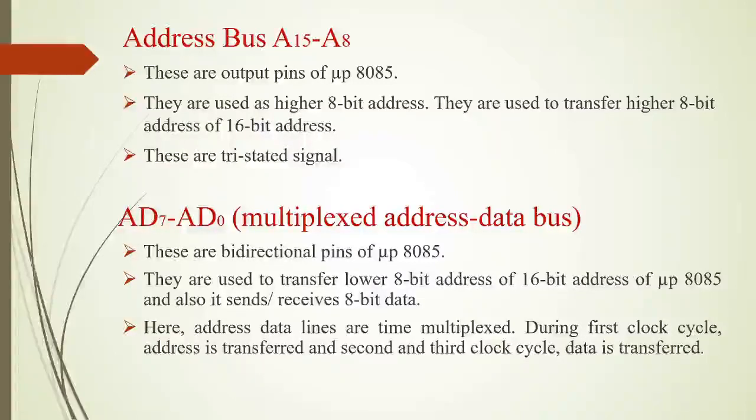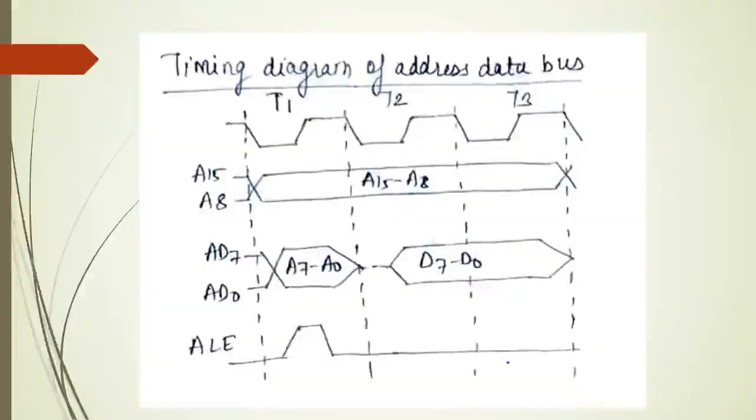If you see the video on demultiplexing of the address data bus, then you will get the complete picture of AD7 to AD0. Now this is the timing diagram of the address data bus. You can see there are 3 clock cycles. This is the first clock cycle, this is the second clock cycle, and this one is the third clock cycle. A15 to A8 are independent, so they will travel throughout the 3 clock cycles. But in AD7 to AD0, during the first clock cycle, A7 to A0, the address, gets transferred, and during the second and third clock cycles, data gets transferred.